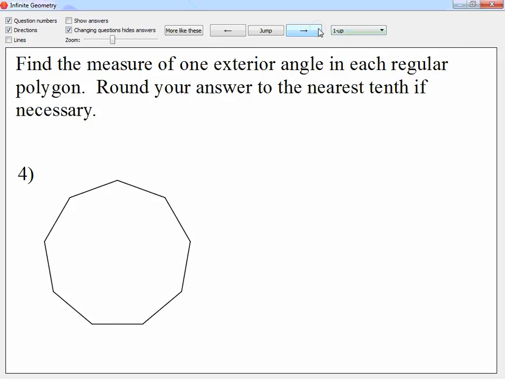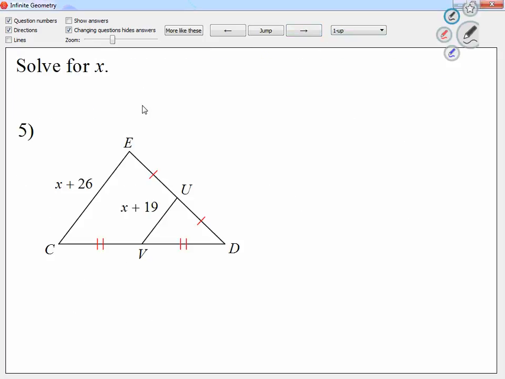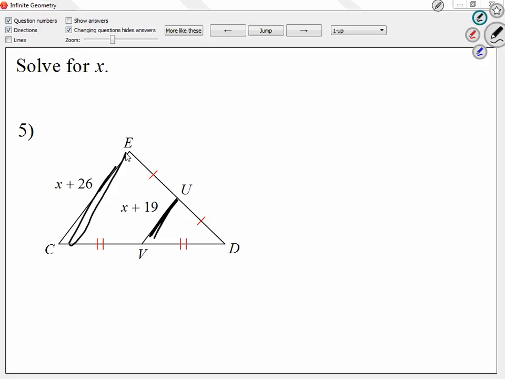Right, looking at question number 5, solve for x. We're dealing with the mid-segment of a triangle. I know that the segment and the side, they're not the same length. The mid-segment is half of the big side. So what I'm going to do to let them equal each other, I'm going to multiply the little one by 2. So 2 times x plus 19 is equal to x plus 26.